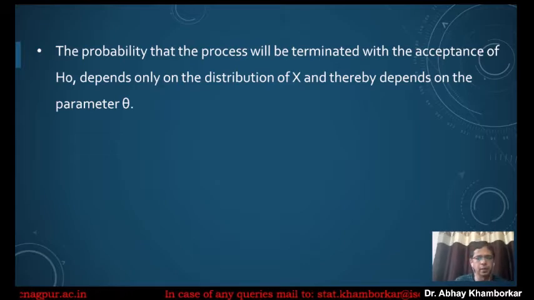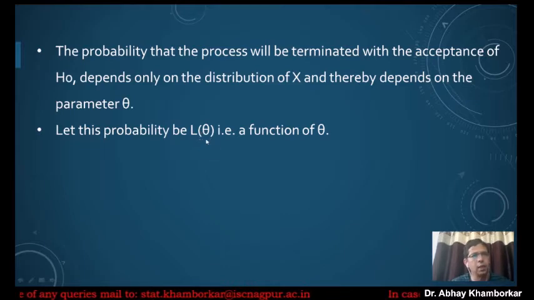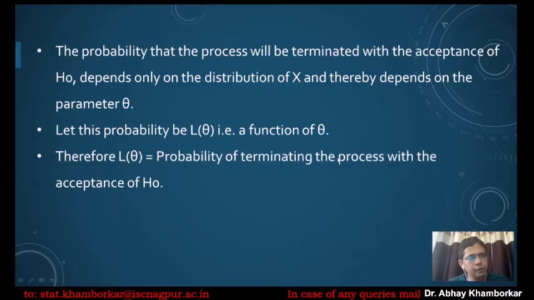That is what it means. And therefore generally we denote this OC function by L of theta, because as I said, it's a function of the parameter theta, and therefore this depends upon theta. So it is generally denoted by L of theta, that is nothing but a function of theta. So the OC function, that is L of theta, is a function of theta. Therefore L of theta is nothing but the probability of terminating the process with the acceptance of H naught.